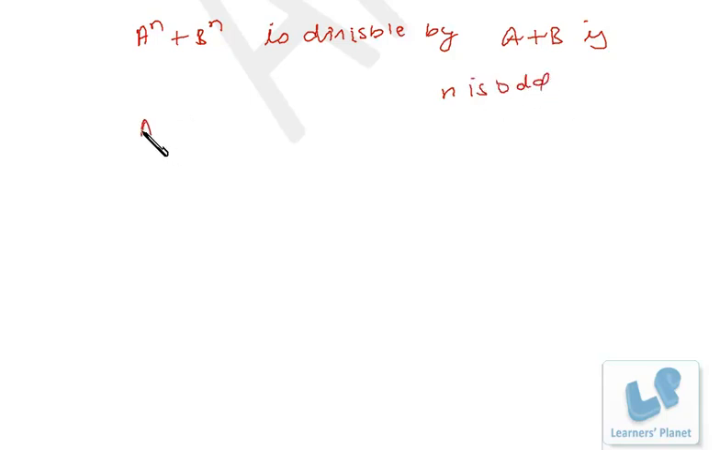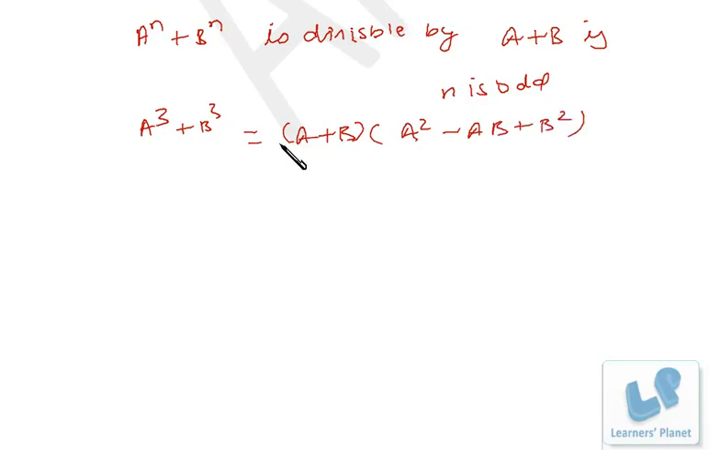The practical example that you can see is a cube plus b cube. That's divisible by a plus b, a square minus ab plus b square, right? So the factorization of a cube plus b cube contains a plus b. So if n is odd, similarly a5 plus b5 will definitely have a factor a plus b. What the other factor is, we cannot comment as of now, but definitely a plus b will be one factor.